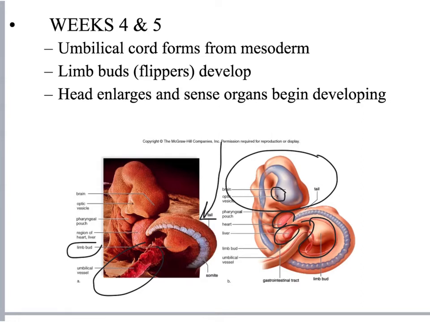We also have a pharyngeal pouch, which in some organisms goes on to become gills, but in us becomes some of our glands, like our thyroid gland.